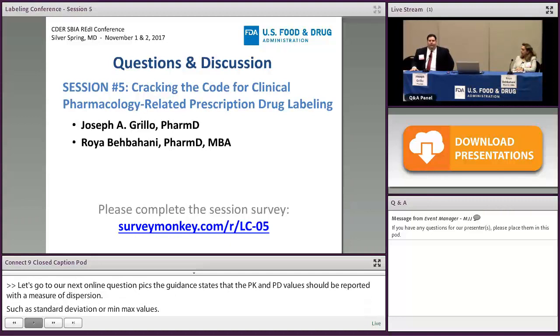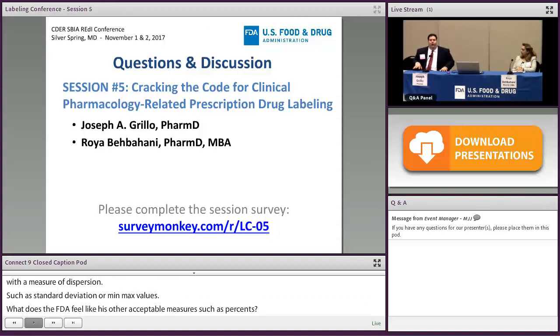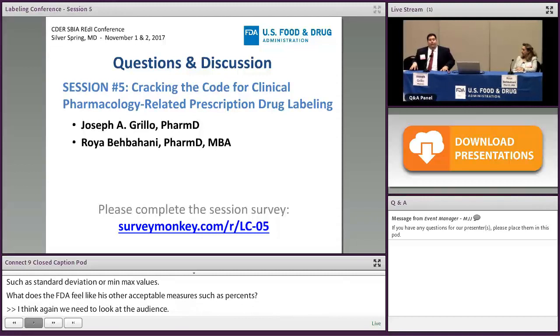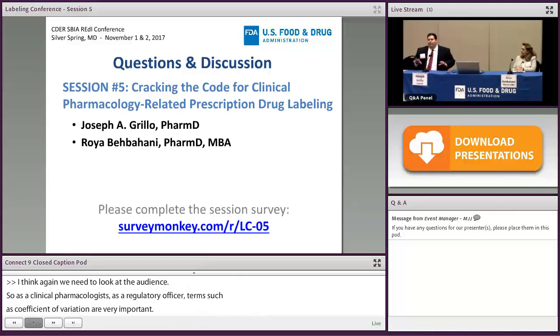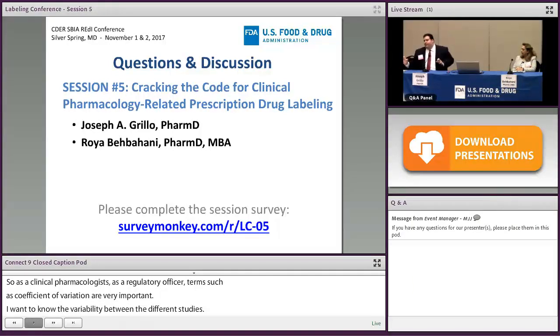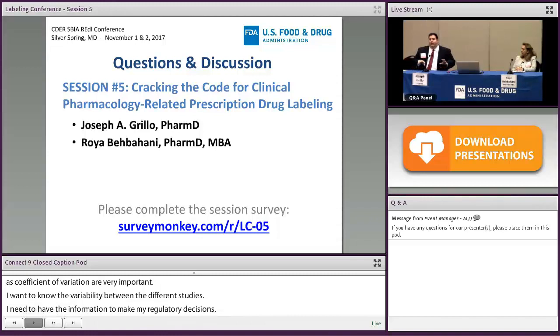I think, again, we need to look at the audience. As a clinical pharmacologist, as a regulatory officer, terms such as the coefficient of variation are very important to me when I'm reviewing an application. I want to know the variability between the different studies. I need to have that information to make my regulatory decisions. Even though it's technically maybe more correct to use coefficient of variation, how will a healthcare provider use that information for safe, effective prescribing?